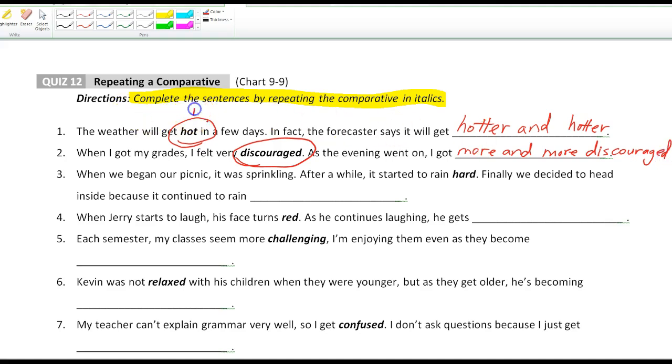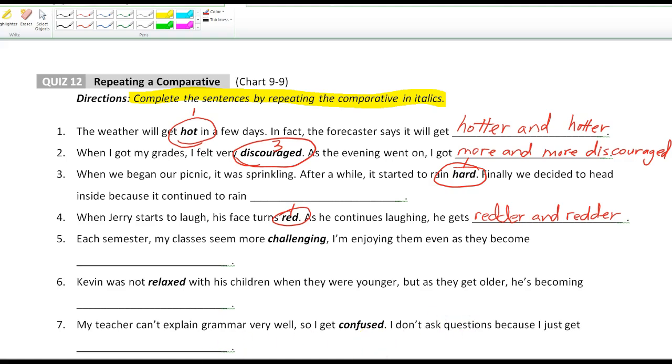Okay, so hot is 1 syllable. Discouraged is 3. This one is 1. So that's going to be harder and harder. This one is 1. So that's going to be redder and redder, but red, the e is a short vowel. So it looks like this. Redder and redder. Okay, so that is what happens when you have a short vowel.